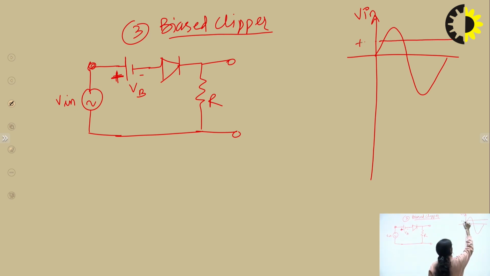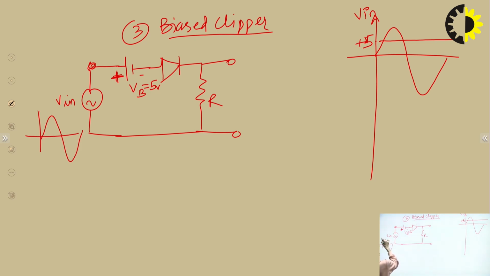So this is plus, let's say this is VB, and we will take the example of 5 volt, so I will mark it as 5 volt. If I take the input voltage V in, let's say its peak voltage is 10 volt, and the minimum is minus 10 volt. By taking this example, we are going to start the working of the bias clipper.